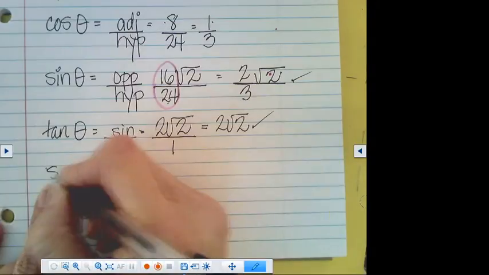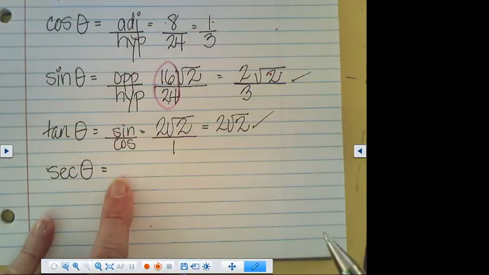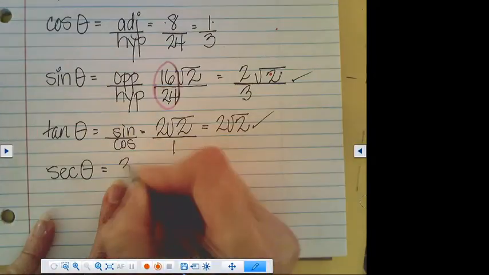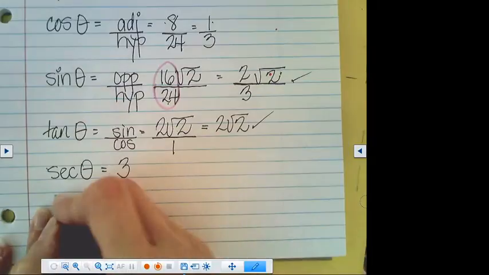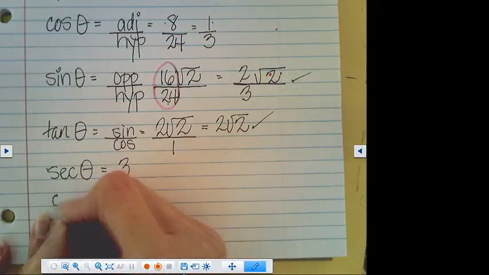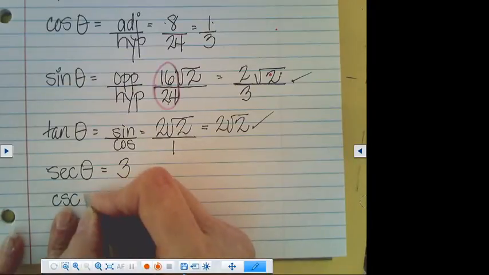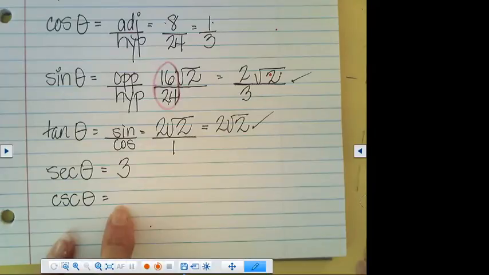Secant. Good. All right, here we go. Can you give me the secant value? 3. Thank you. Invert the fraction. Good job. All right, what is the reciprocal of sine? CSC or cosecant. Good job. Very good. Cosecant. And the reciprocal.